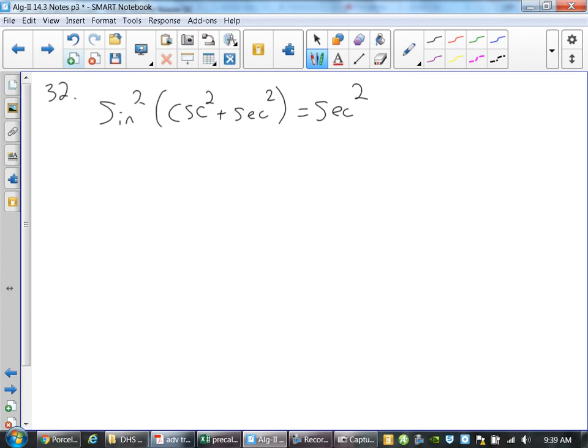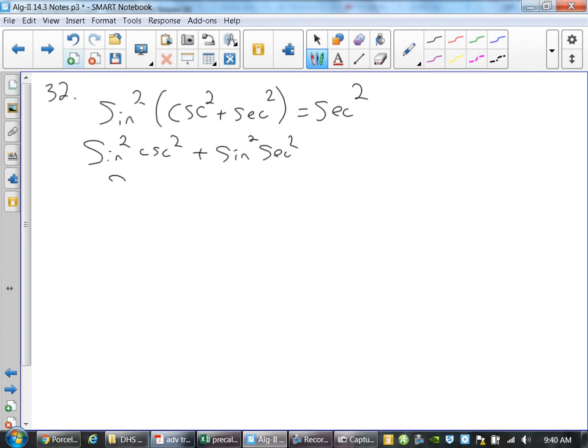Verify. Show that it equals secant squared. So when you do this, distribute. You get sine squared times cosecant squared plus sine squared times secant squared. What's sine squared times cosecant squared? 1. They're reciprocals of each other.